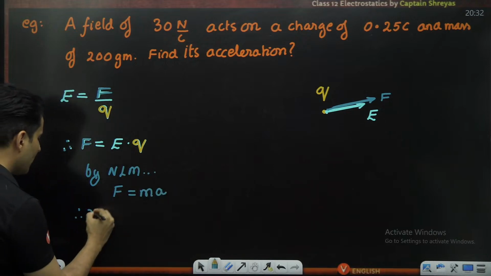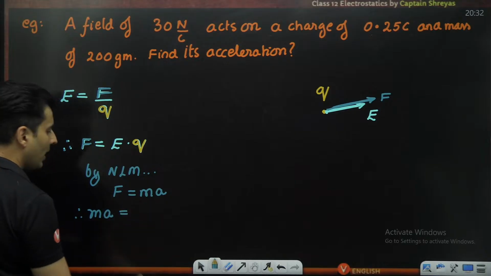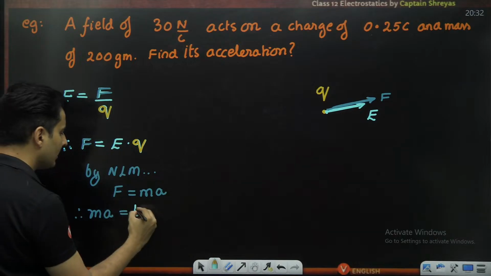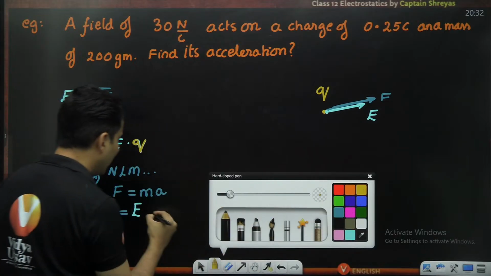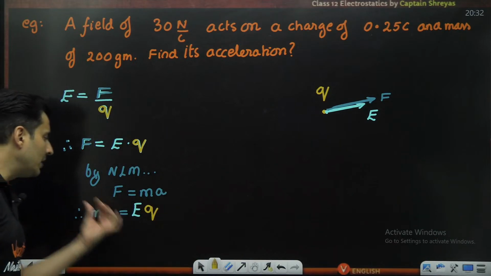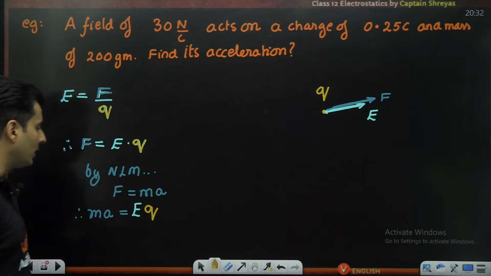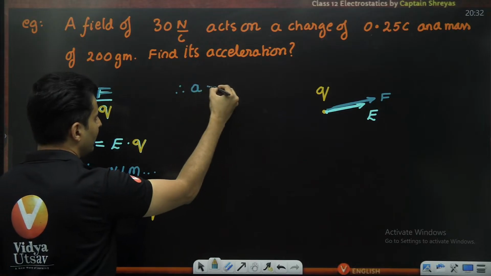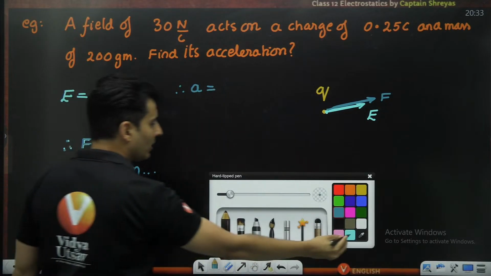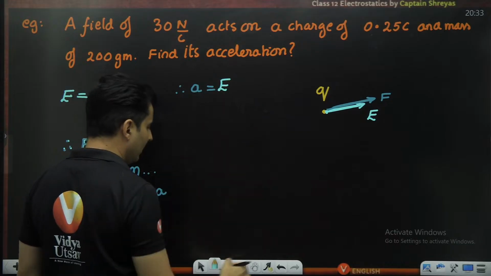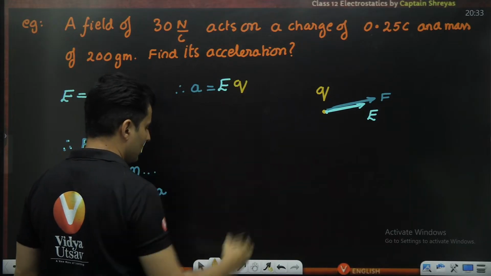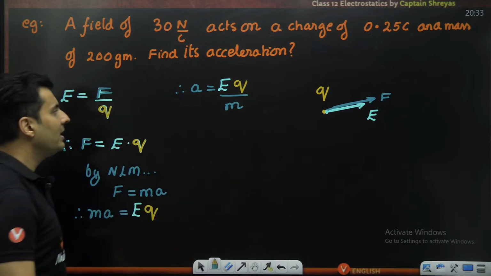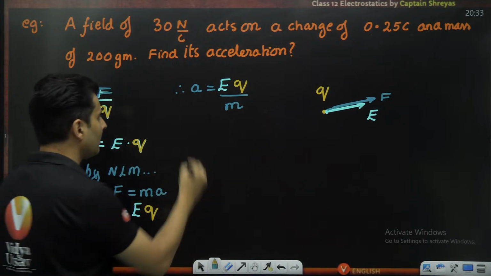So therefore, can I say m into a is nothing but, instead of force, you are putting ma is nothing but E multiplied by that particular charge. M into A is E multiplied by that particular charge. So my dear students, what am I going to get the acceleration as? I'm going to get it as the electric field multiplied by that charge, the whole thing divided by the mass. So EQ divided by M is the acceleration.